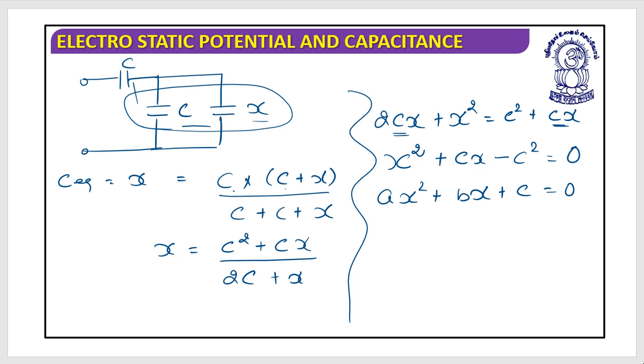So when you solve this you will have an answer that C equivalent would be equal to root of 5 minus 1 divided by 2 into C. This would be the answer. C equivalent is equal to root of 5 minus 1 divided by 2 into C. I hope these things are clear to you.